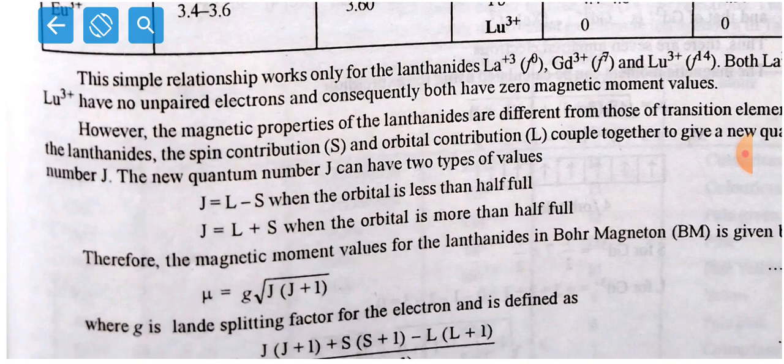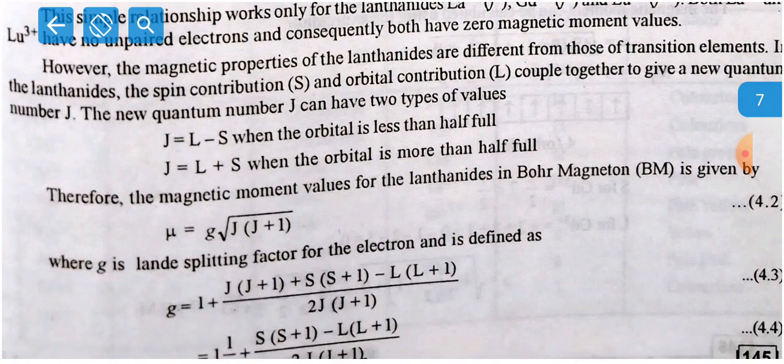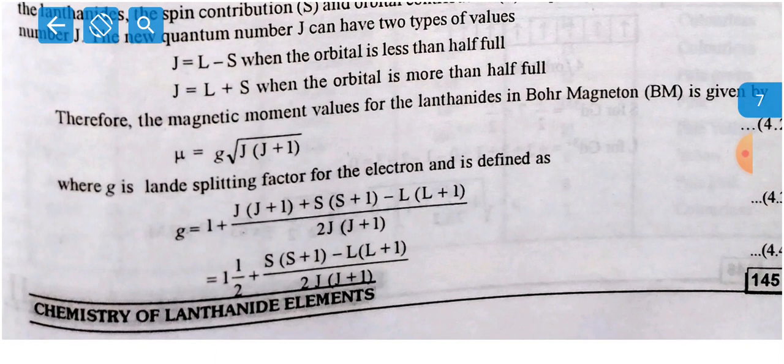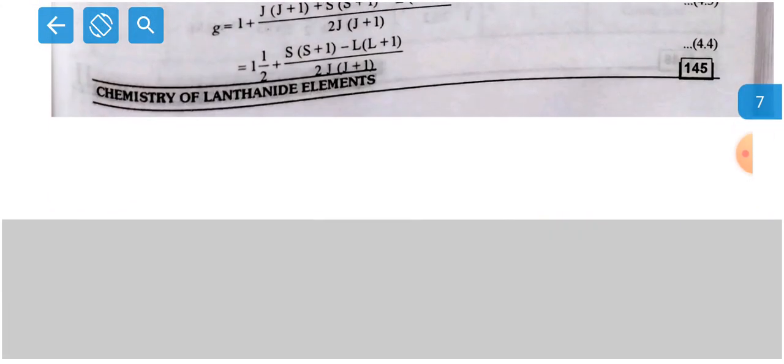Therefore, the magnetic moment value for the lanthanoid in Bohr magneton (BM) is given by mu = g√(J(J+1)), where g is the Landé splitting factor for the electron and is given by g = 1 + [J(J+1) + S(S+1) − L(L+1)] / 2J(J+1), which is equal to 1½ + [S(S+1) − L(L+1)] / 2J(J+1).